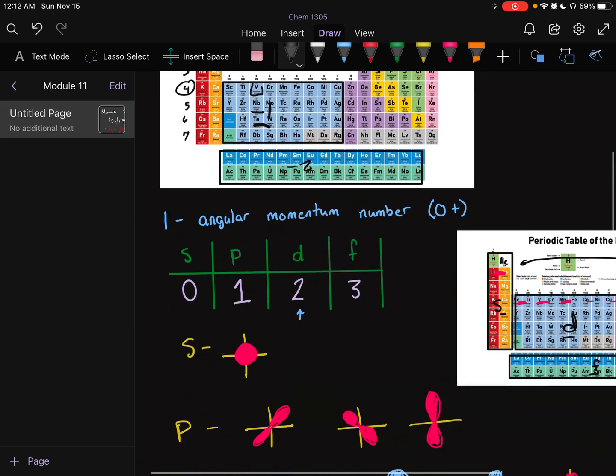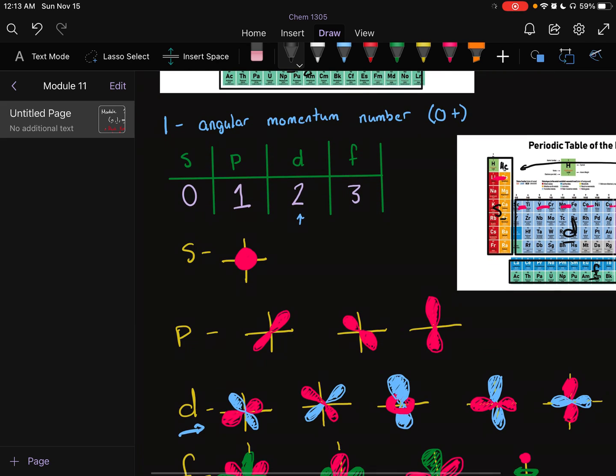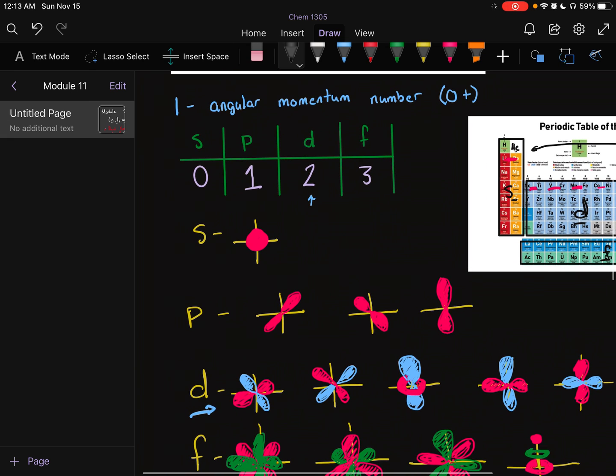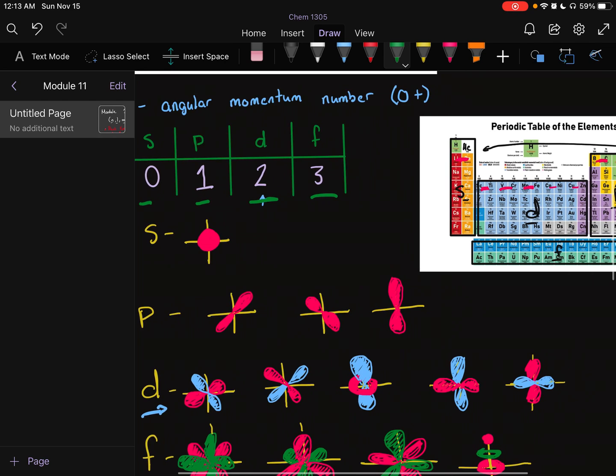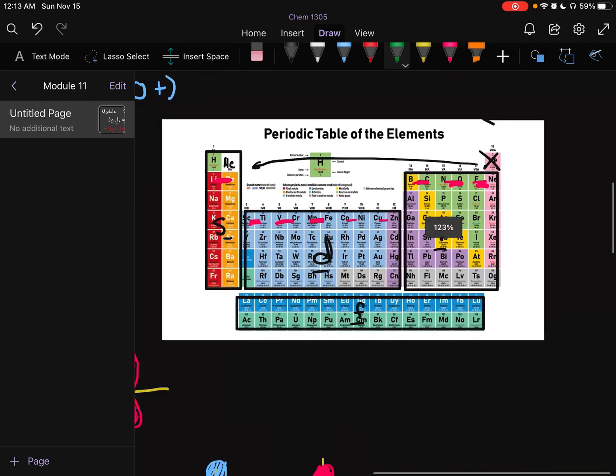All right, moving on. L is the angular momentum quantum number. And this is pretty standard. You can see right here, I have a little chart: s is 0, p is 1, d is 2, and f is 3. But what do I mean by s, p, d, f?